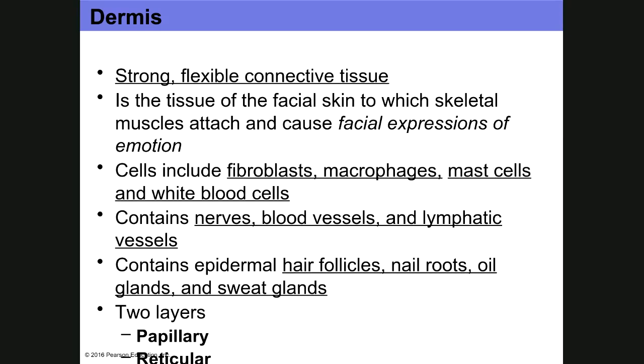Hi, everybody. So this is going to be chapter 6, part 2. I don't expect to finish the rest of this PowerPoint in this video, so that means there will be a part 3 for chapter 6 and the very intriguing integumentary system. So let's get on with this.